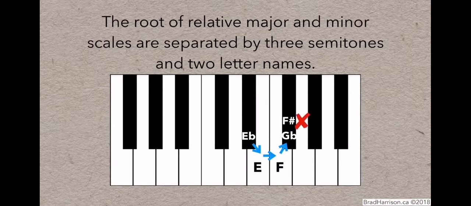Be careful, some people count the first note rather than the first semitone and end up only going up 2 semitones. From C sharp minor, they go 1, 2, 3, but that's only 2 semitones. Make sure to go 3 semitones up or down. So, the relative major of C sharp minor is E major.